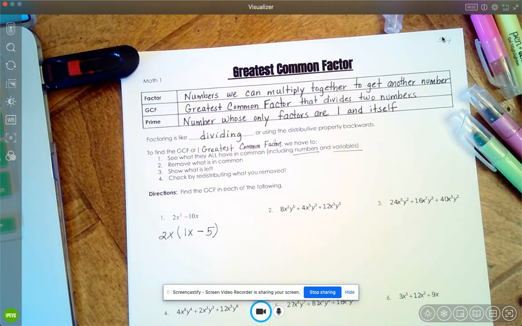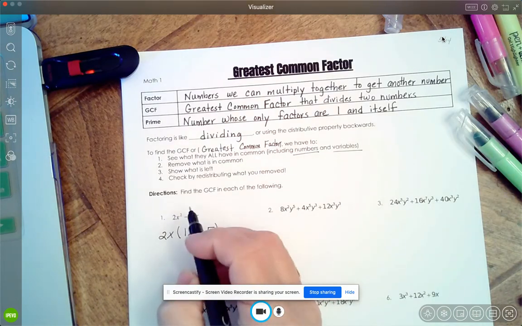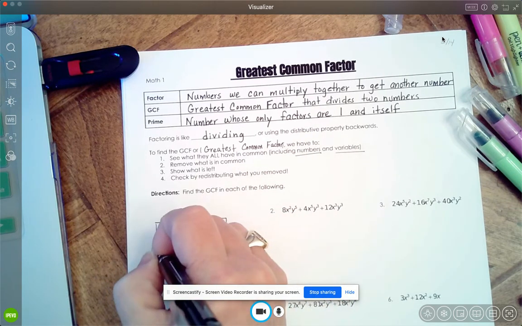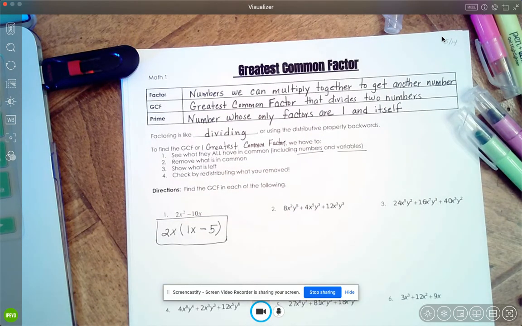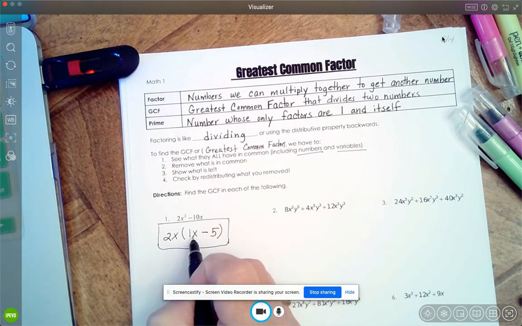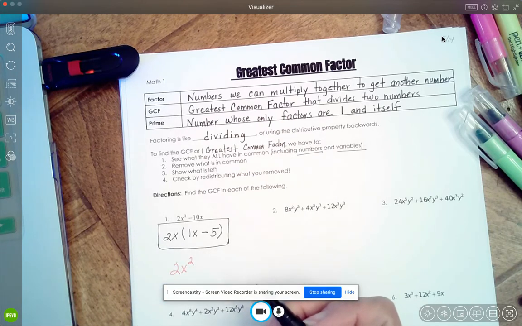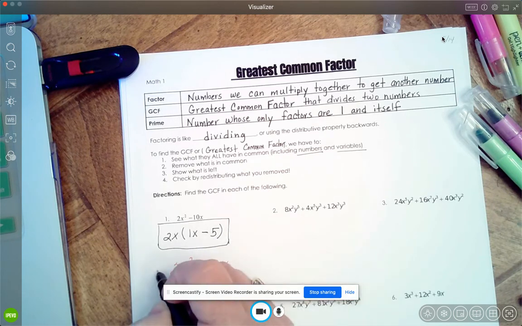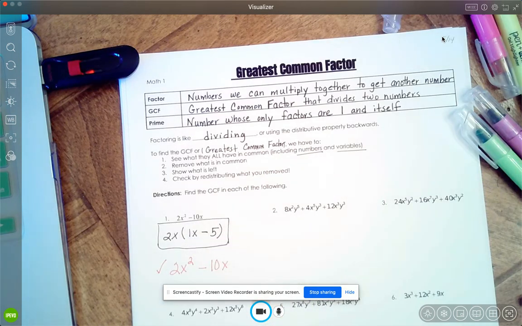Now to check this, I can go in reverse, okay? And I can multiply these. I'm going to try this in red to see if this helps. So first of all, this is my answer. Now when I multiply the things back, 2x times x is 2x squared. 2x times negative 5 is negative 10x. So I checked it and I get the same thing that we had to begin with, and I know that this is correct. This is the only thing that you have to do right here: factor everything out.